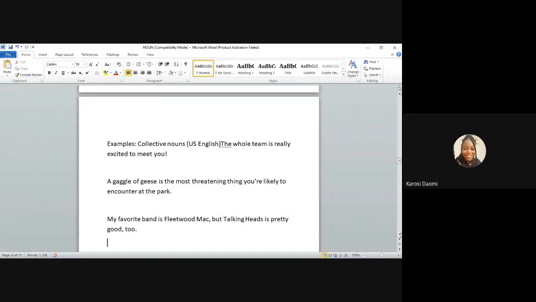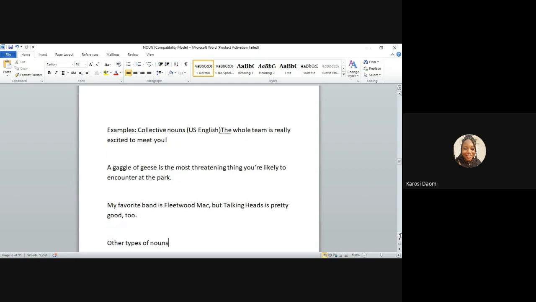My favorite band is Fleetwood Mac, but Talking Heads is pretty good too. Now, this is a band, a group as well. A band of musicians is definitely more than one person. So you're talking probably 2, 3, 4, 5, or 6 people in this band, but they're still used with the singular verb "is." So my favorite band is Fleetwood Mac, but Talking Heads is pretty good too.